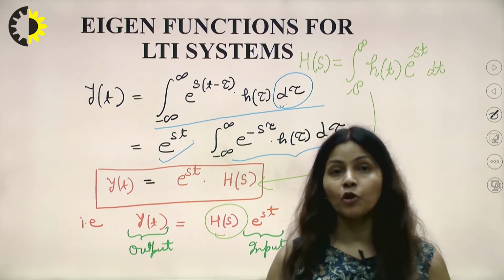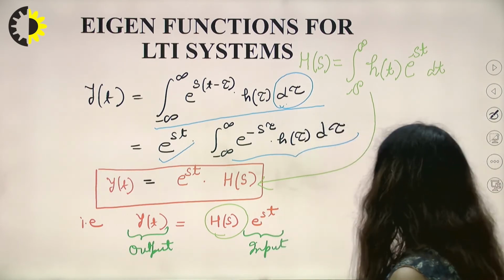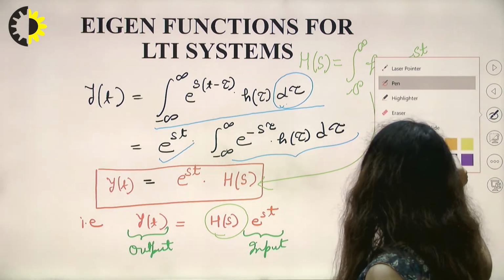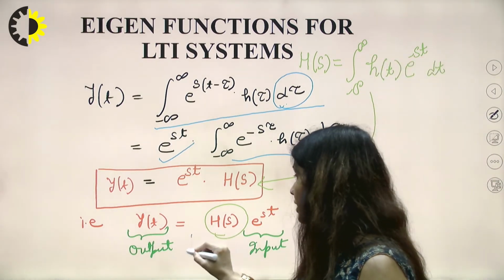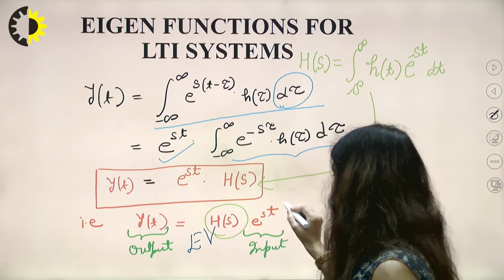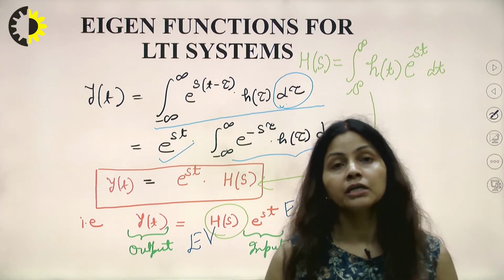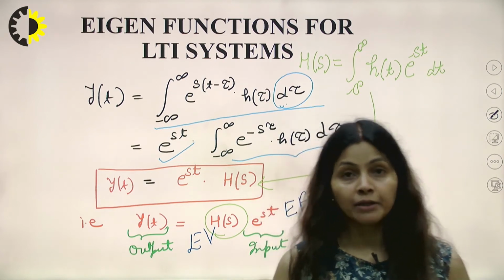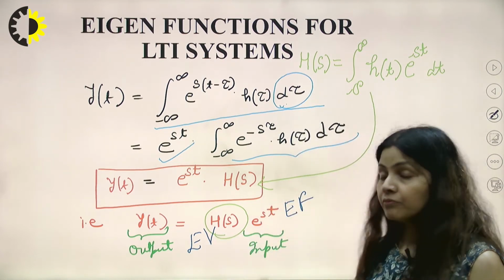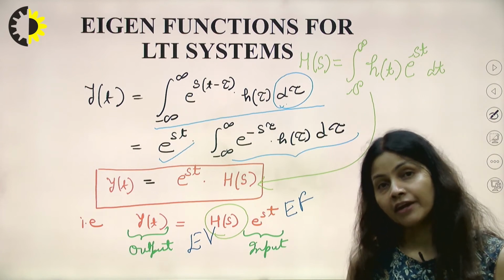This is a very important concept, and hence I can conclude that this is my EV and this is my EF. So input is multiplied by some eigenvalue and that is defined as H(s).